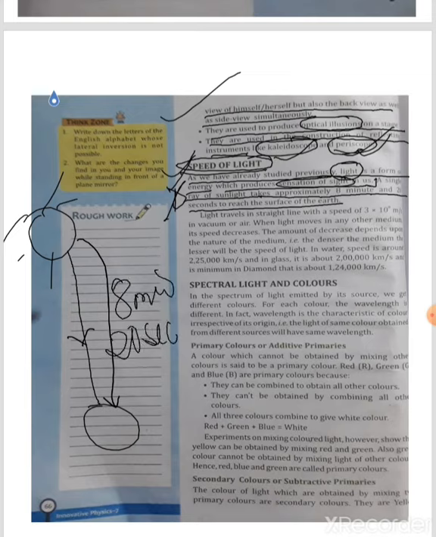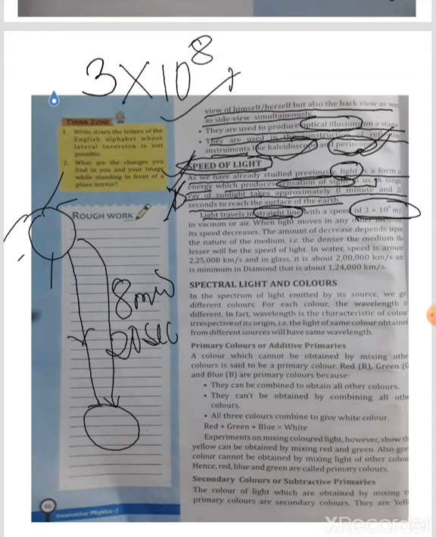All right, so the light travels in a straight line. See, you have to understand this. Light travels in a straight line, and what is the speed of light? 3 into 10 to the power 8 meter per second. 3 into 10 to the power 8 meter per second, in vacuum or air.